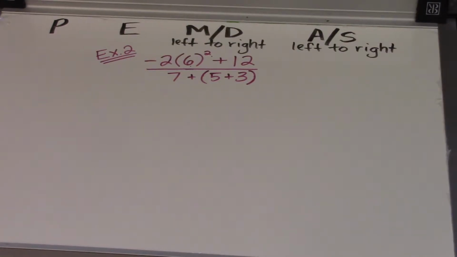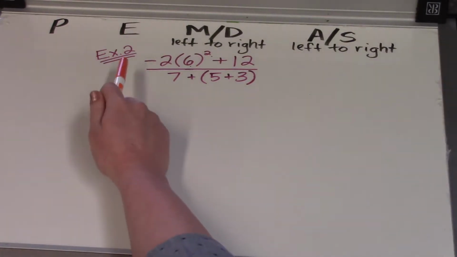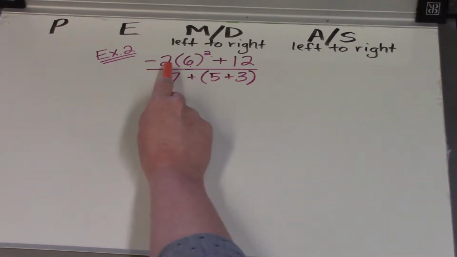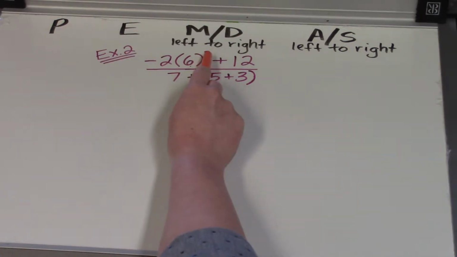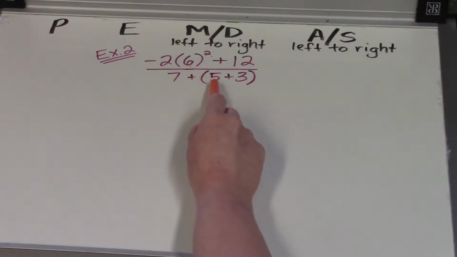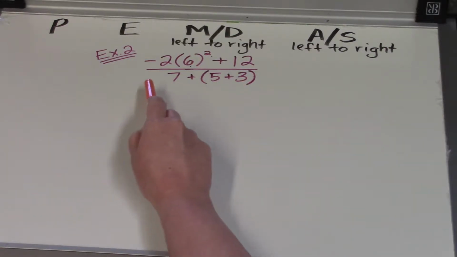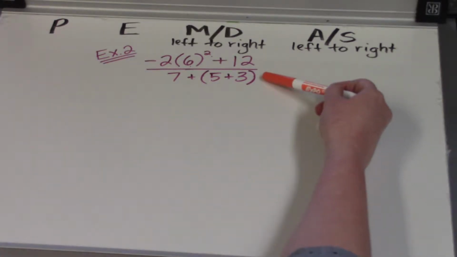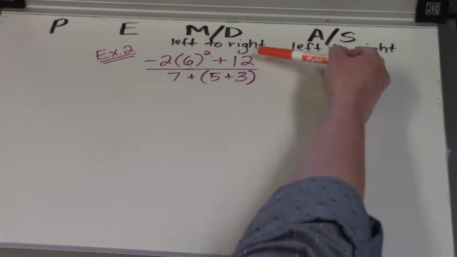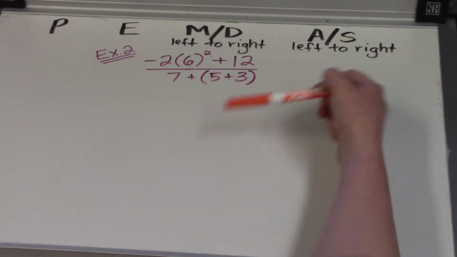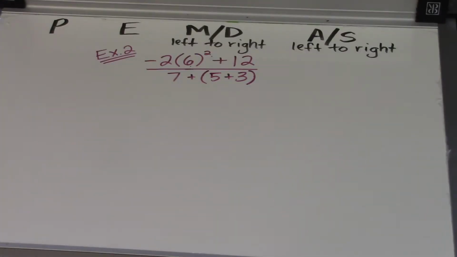For the second example of order of operations, we're going to simplify a big fraction, which if we read this, we have -2 times 6 to the second power plus 12, all divided by 7 plus the quantity 5 plus 3. Anytime that you have a fraction that you're going to simplify using the order of operations, you're going to treat the numerator and the denominator as two separate problems until the very end, and then you'll see that we'll combine the numbers from the top and the bottom.